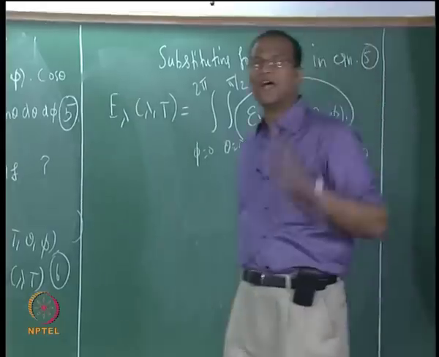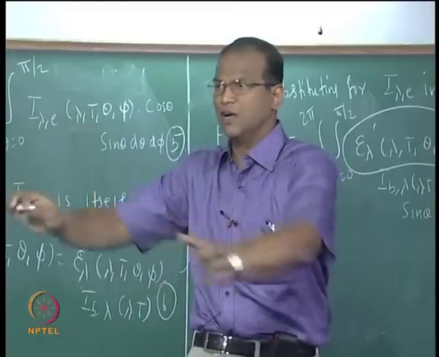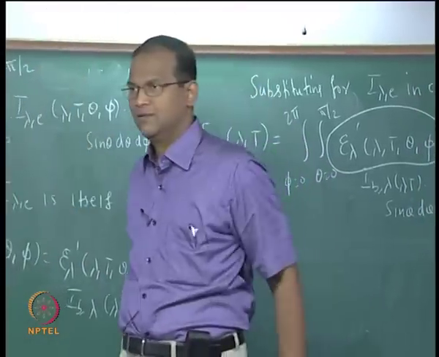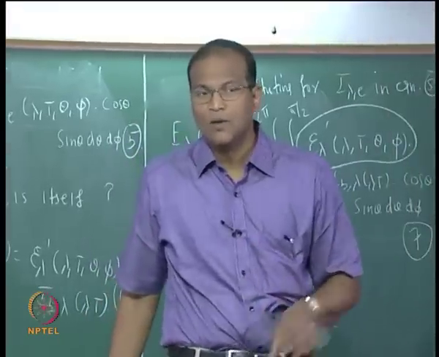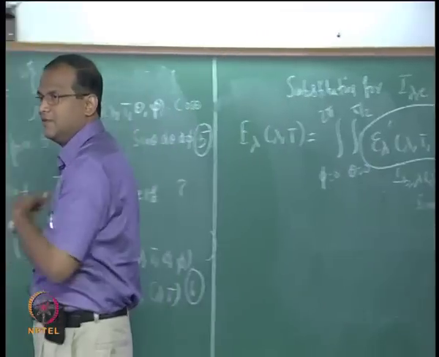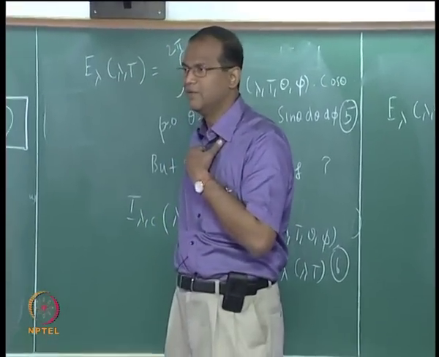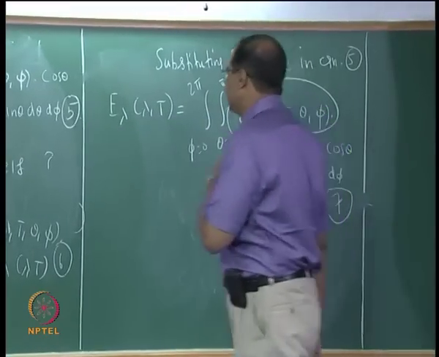If somebody gives me epsilon lambda dash, how will I get epsilon lambda? So I am using all the formalism involved. Are you getting the point? So I am not going in circles actually. For the first time you may feel that it is confusing, but actually there is a logic involved in this. Fine, Deepak, any problem? Okay, now substituting for E lambda in equation 4.